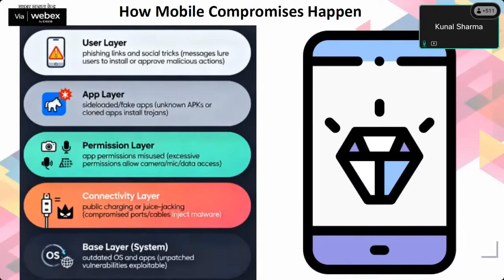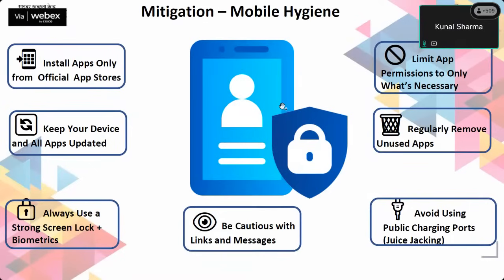Then there are base layers, like outdated OS and apps. So you always patch your OS and apps with the latest versions. So this is a complete kill chain. If you break any of the layers, then the attack will not complete and you will be safe. So let's move on to the mitigation measures. I have already explained them, and we'll read through this.